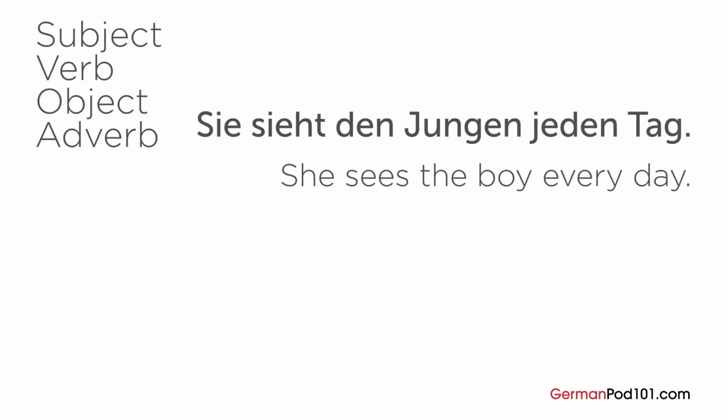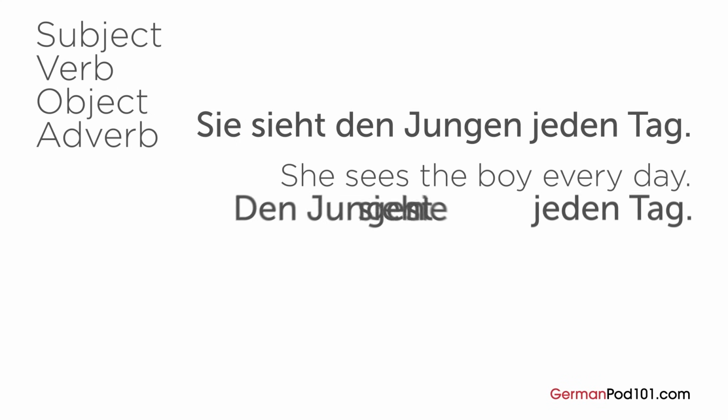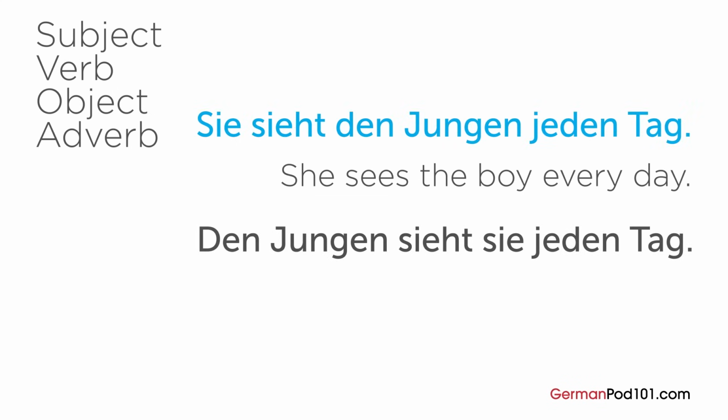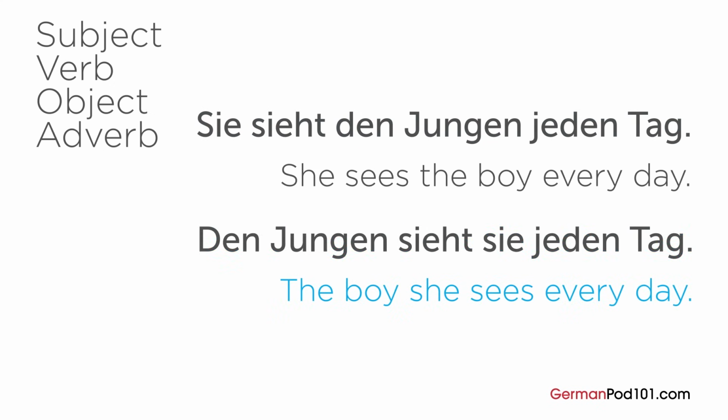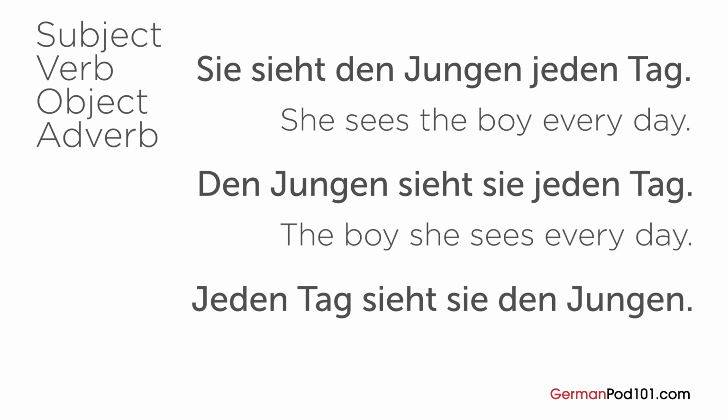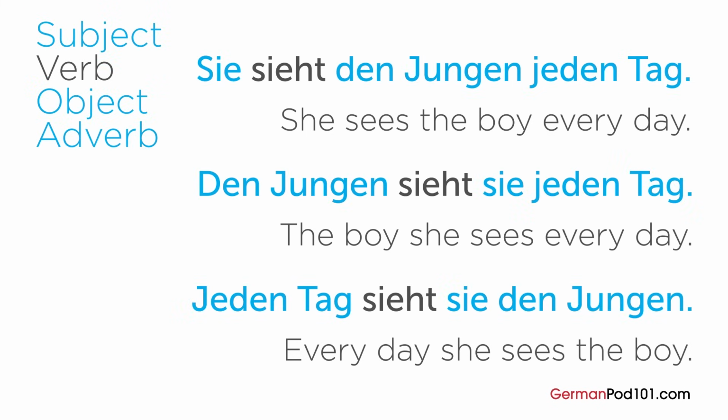The word order of German, on the other hand, is much more flexible than English. While German does follow an SVO word order like English, it's much less rigid, allowing us to move elements of the sentence around. Sie sieht den Jungen jeden Tag. Den Jungen sieht sie jeden Tag. As you can see, swapping the object and the subject around in German doesn't change the core meaning of the sentence itself. Jeden Tag sieht sie den Jungen. In fact, all parts of the sentence can be rearranged, except the verb. As long as the verb is the second element in the sentence, you can generally rearrange the sentence however you wish.